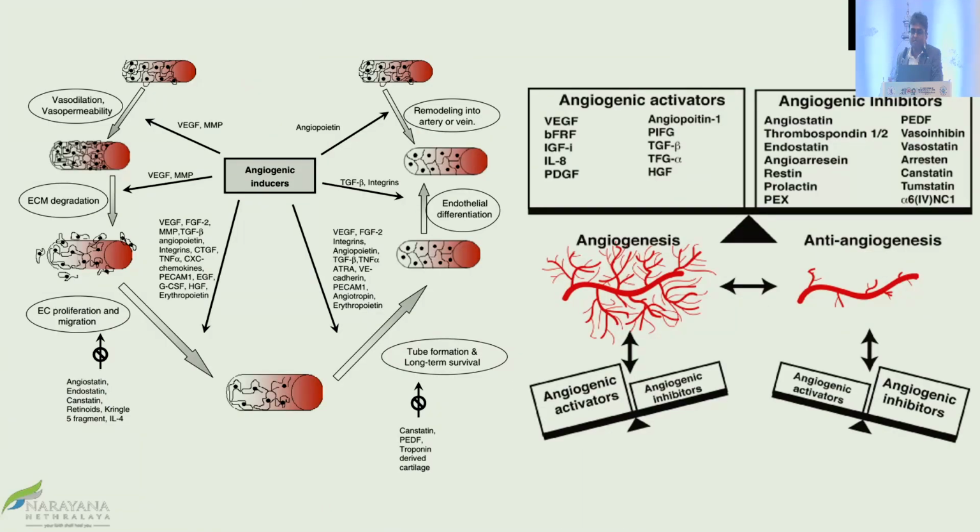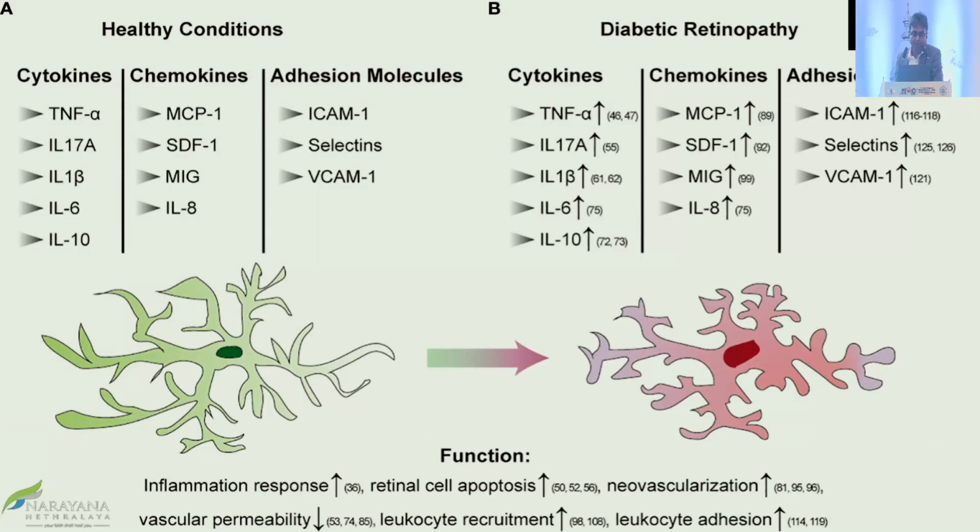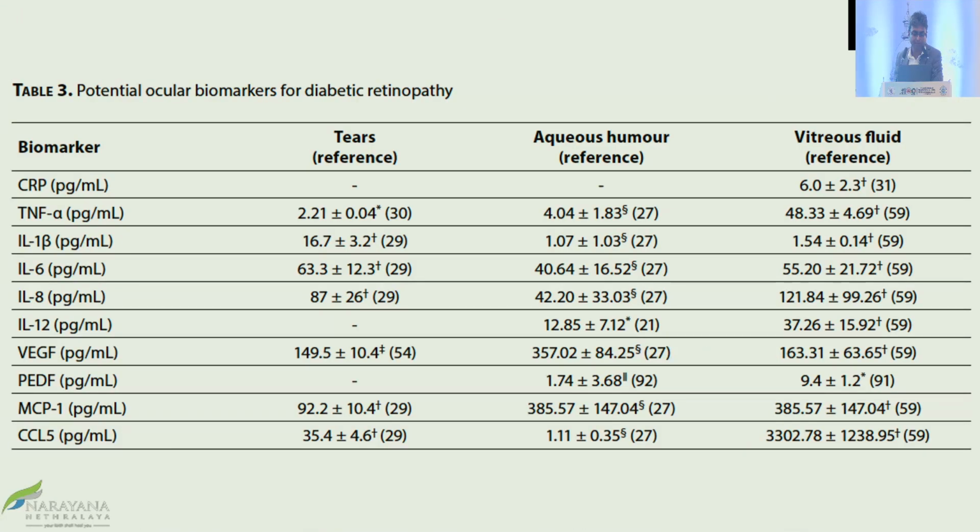And this is again important: not just the inflammatory factors, even the angiogenic factors. There is a complex interplay and balance that needs to be achieved. Once there's a tilt, we obviously know that it goes in for angiogenesis. In healthy conditions, these are the cytokines, chemokines, and adhesion molecules which are normal. But in diabetic retinopathy, everything shoots up. And the balance is what is important, which leads to vision-threatening diabetic retinopathy.